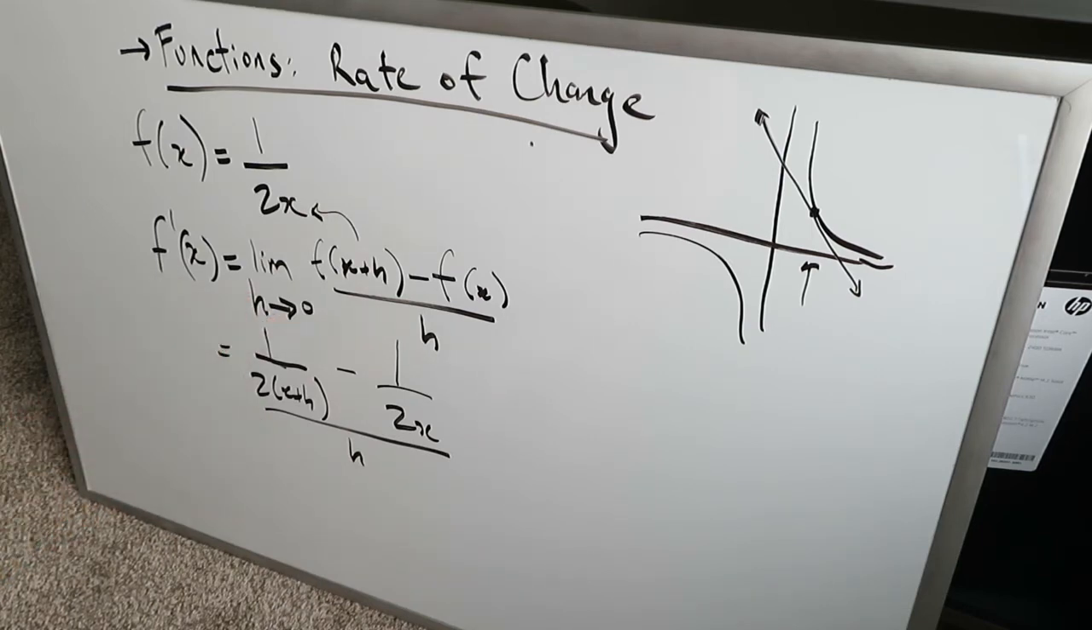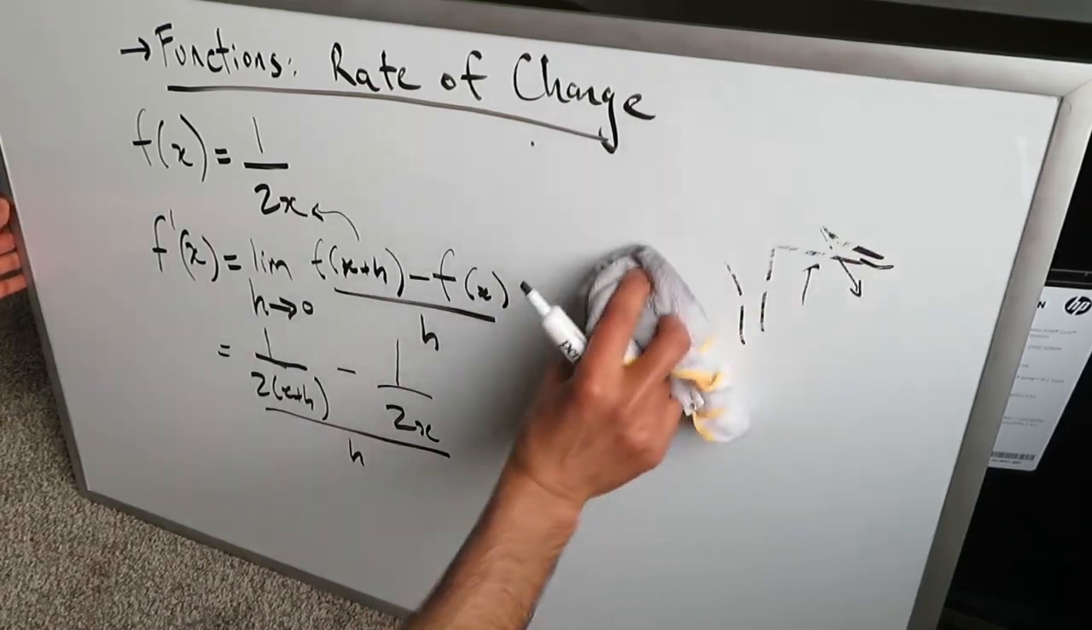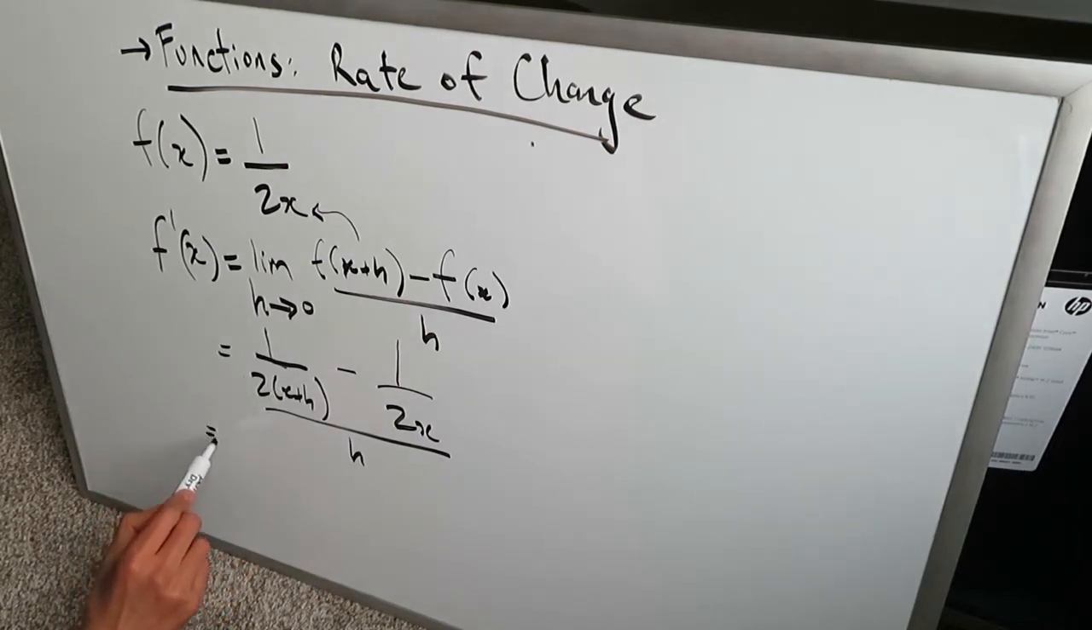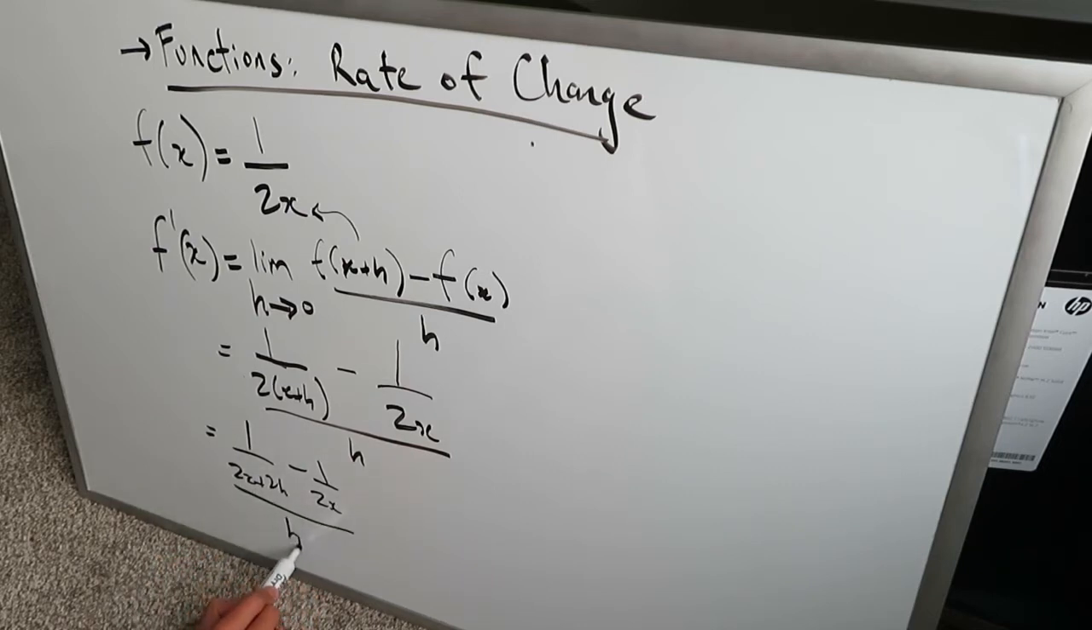Now this is a part which will require a little bit of space. So I'm going to start erasing some of these things here on the side so I can make that space. I'm going to come over here and I'm going to open this up. On the bottom I'm going to get 1 over 2x plus 2h minus 1 over 2x all over h.